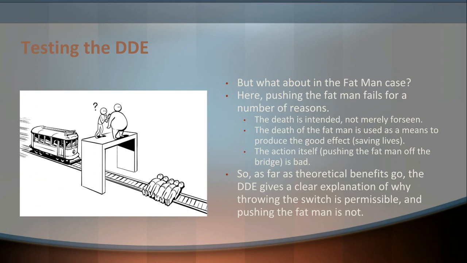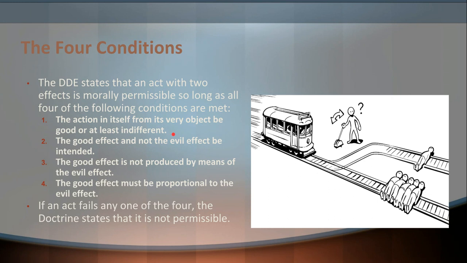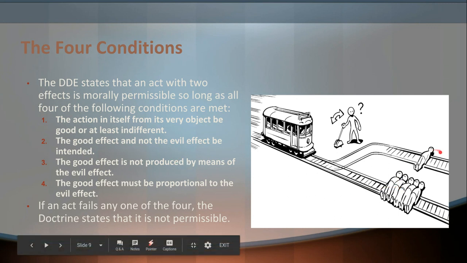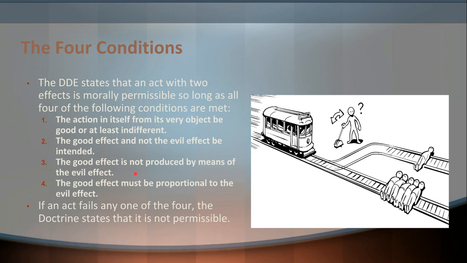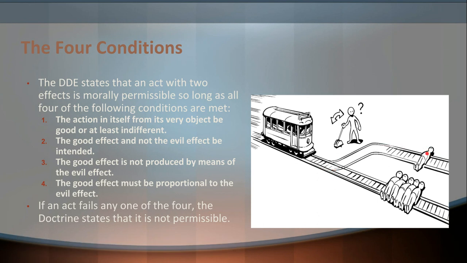So we've seen how this plays out with the spur case, but what about the fat man? Because in the spur case, it seems pretty clear from the illustrations I've given that it does pass all 4. The action itself is indifferent, I would say, throwing a switch. The good effect is intended, not the evil one. We're trying to save 5 lives. We're not trying to kill somebody on the sidetrack. The good effect's not produced by means of the evil effect. We're not using the death of this guy to save these 5. In fact, the 5 are saved because of the switch in the track, not because of the death of the person. If he wasn't there at all, I'd still make the same choice.